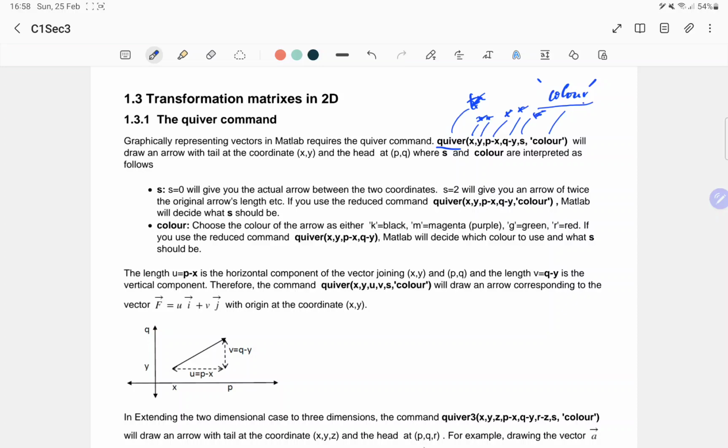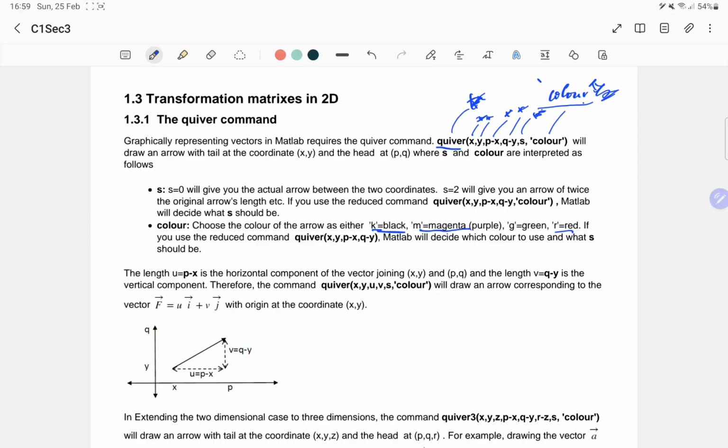What about this s? This s is a scale factor for the arrows, determining the length of the arrows in the plots. What about this parameter, color? This parameter allows you to specify the color of the arrows. It can be a single color, for example, k for black, or m for magenta, r for red.